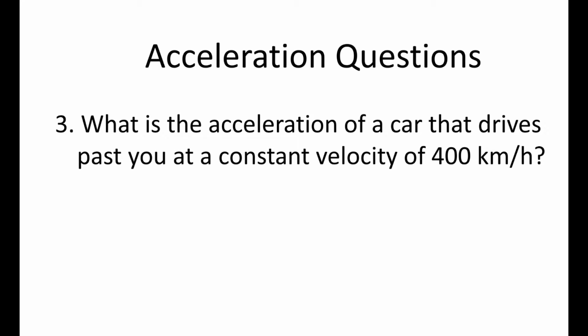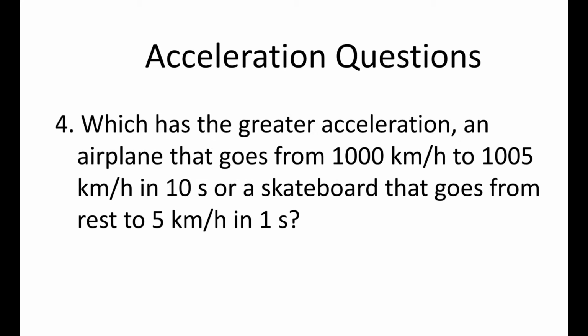Question number 3. What is the acceleration of a car that drives past you at a constant velocity of 400 kilometers per hour? 0 kilometers per hour squared, I guess. That is a fast car. I didn't record that, sorry.